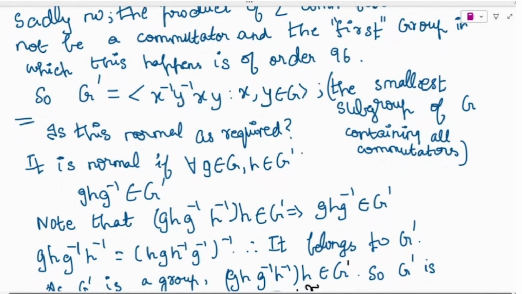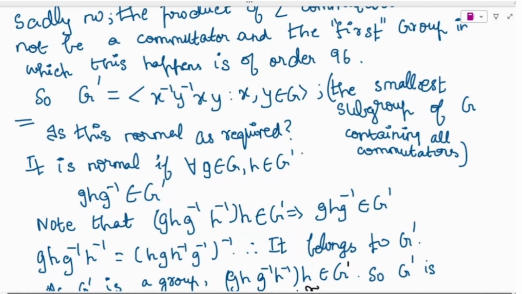That's a nice thing. A question for the audience: if the group G is abelian, what will G dash be? Can anyone answer? We are going to go into examples. Before that, I want the audience to answer a simple question: if G is abelian, what will its commutator subgroup be? Any abelian group.